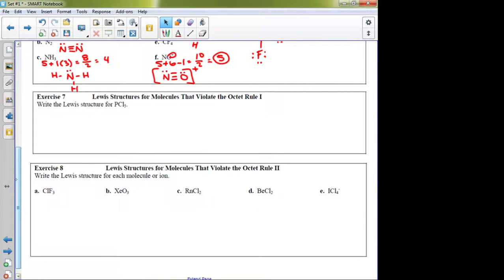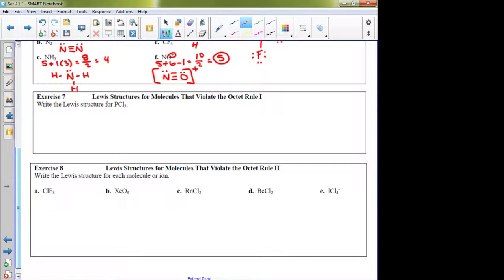Now, let's talk about how sometimes we're going to have structures that violate the octet rule. We talked about this yesterday. We said anything in the third period or greater on the periodic table can do what? They can fill up the d orbital, which means they can have more than 8 valence electrons. They can have more than 4 bonds. Now, they can only have a maximum of 6 bonds. Okay? So if you ever put more than 6 pairs of electrons around that central atom, then you know you've done something wrong. So they can have 4, 5, or 6. No more than that.